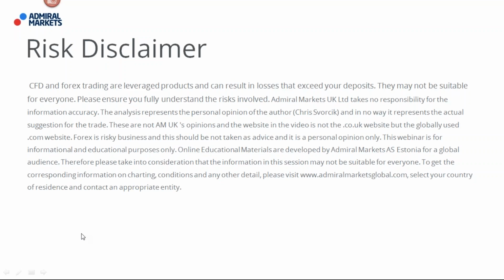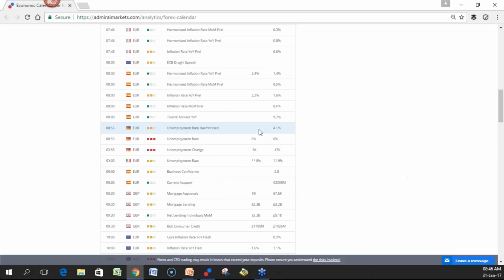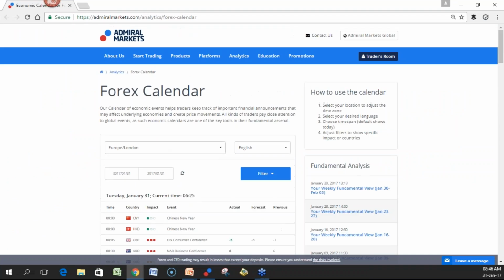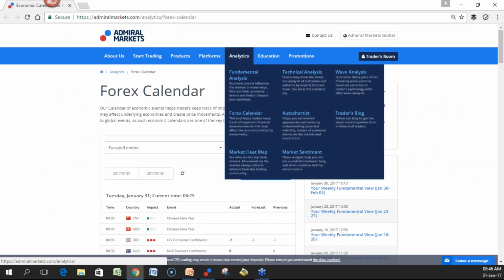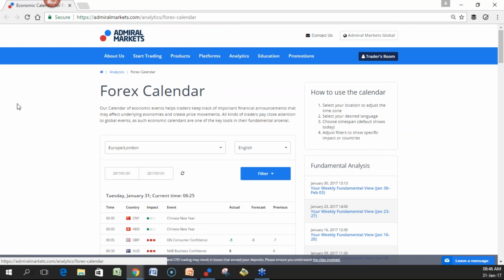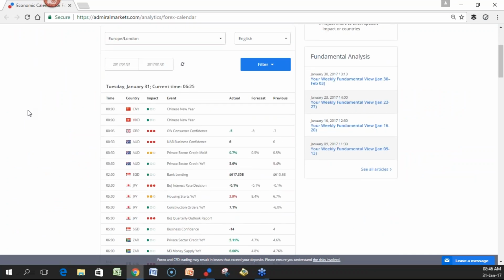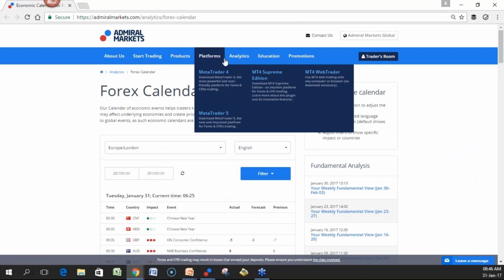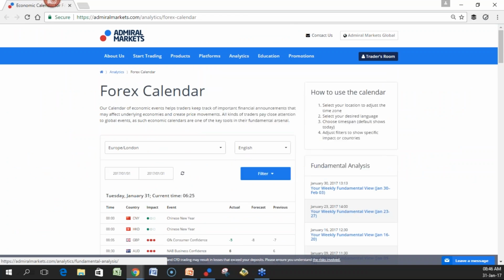Alrighty, so as always, let's take a quick look at the calendar. You can find that by going to admiralmarkets.com, then clicking on Forex calendar and then looking at the schedule of this and next week. You can do that also by going to fundamental analysis at the beginning of the week. There's an overview of the key news events that are coming up. Tomorrow there is FOMC, for instance, if I remember correctly.